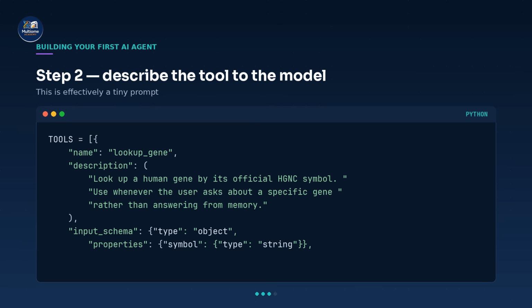Close the description and define the input schema. The only parameter here is the symbol. Mark it required. This description is effectively a tiny prompt, and its quality decides whether the model uses the tool correctly.